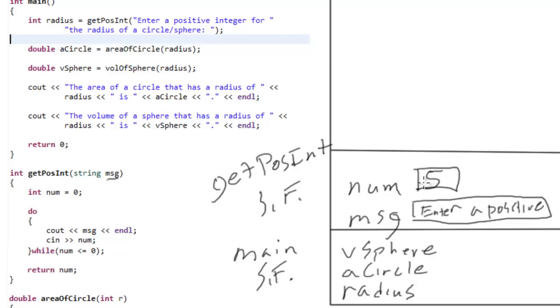One thing you should notice is that as we're executing here in getPosInt, vSphere, aCircle, and radius are out of scope. Even though they exist here on the call stack, so they have life, you're not able to reference those variables. That's something we need to keep in mind. If we're executing in some other stack frame, any of the variables that were declared in other stack frames are inaccessible to us.